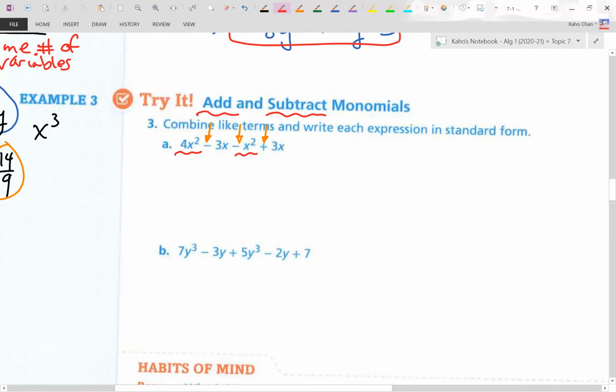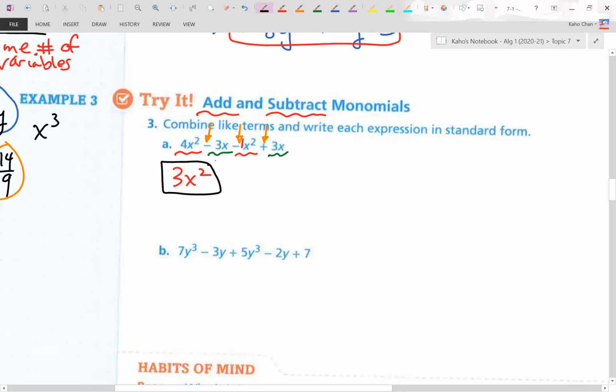4x squared minus 1x squared, there's an invisible 1 there, that's a coefficient, yeah? 1 minus 4 is 3x squared, so those are done. Next one, negative 3x plus 3x. Oh, that's interesting, they zero out. So that's it, that's the only one. That's the only answer for that.